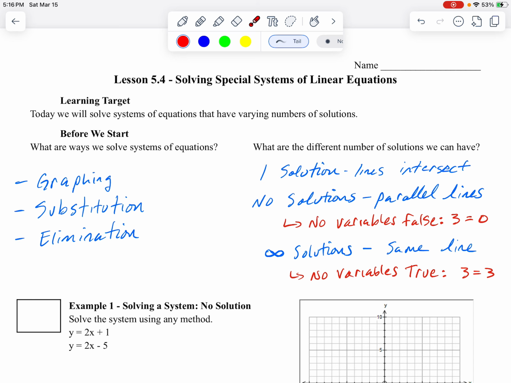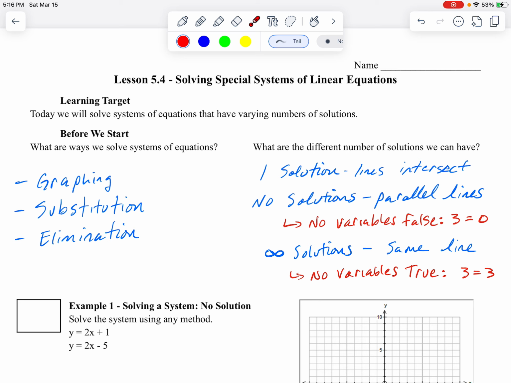Remember, a solution to a system is an answer that makes both equations true at the same time. And on a graph, what that means is it's going to be that point of intersection, because a graph is the visual representation of all solutions.